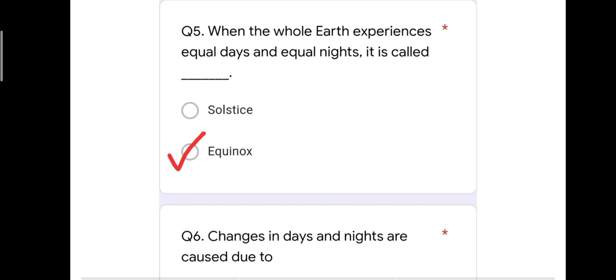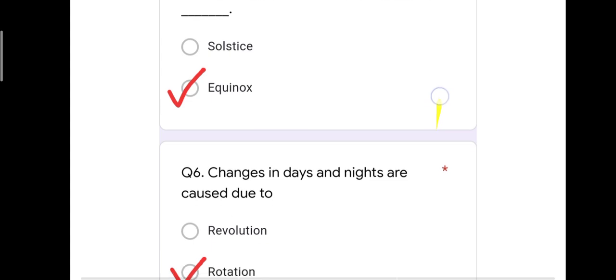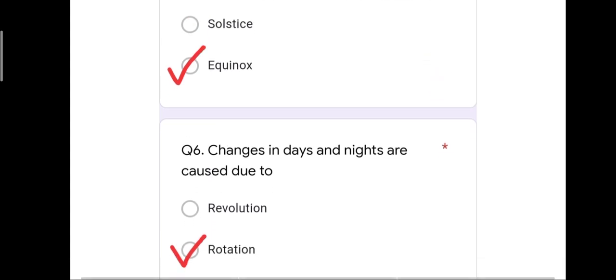Whereas solstice children is a time when the sun rays fall directly on either Tropic of Cancer or Tropic of Capricorn. So the correct answer is equinox. Then question number 6: changes in days and nights are caused due to, the two options were revolution and rotation. So here children, the correct answer is rotation.